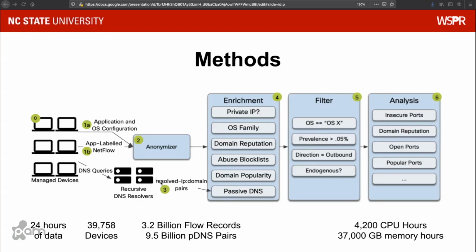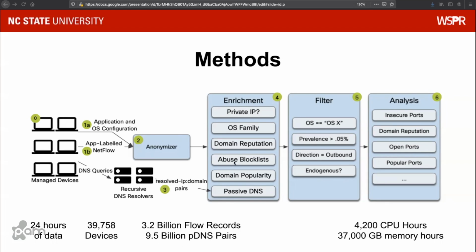So we started with 24 hours of data from about 40,000 IT-managed devices on a Fortune 500 network. These devices generated application and OS configuration information, as well as application labeled netflow. We collected both of these things and put them into our anonymizer process that removed all human identifying information. From this set, we got 3.2 billion flow records over this time period. We also collected DNS queries from all of these hosts at a central point in the network. We only kept the resolved IP and domain pairs, so there was no human identifying data in there, and so that just continued on through our pipeline. We had 9.5 billion PDNS pairs from this time period.